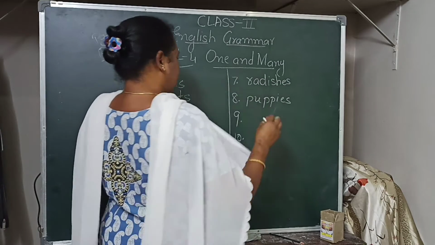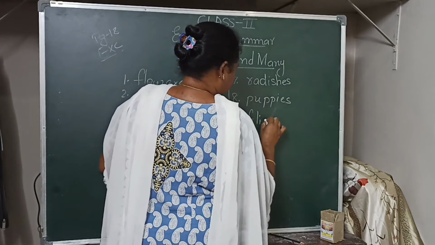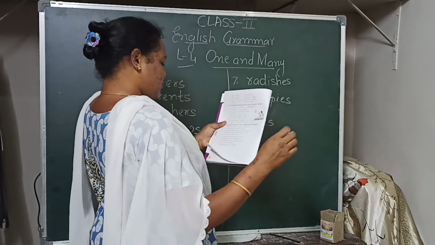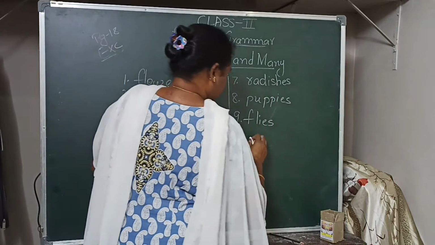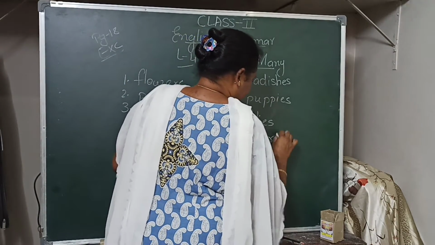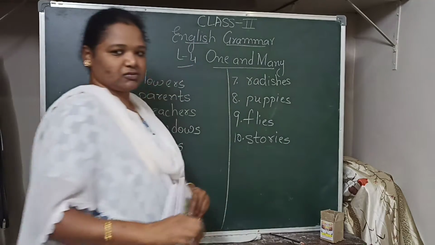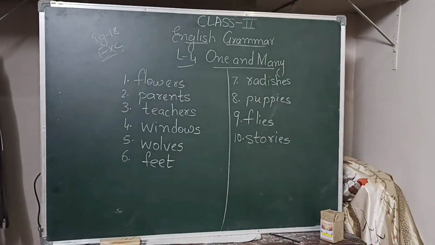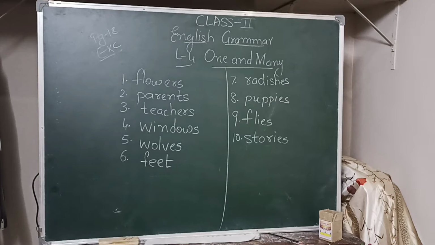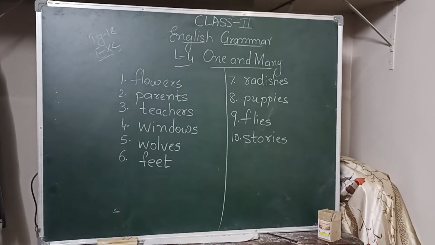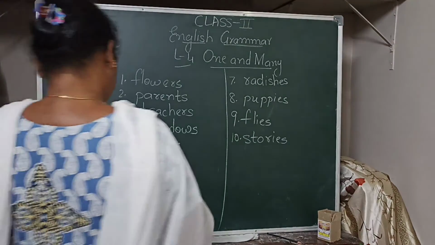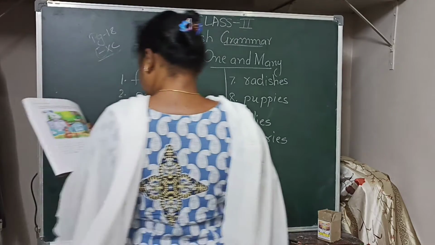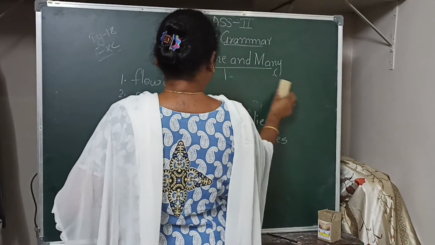Ninth one, flies are hard to catch. F-L-I-E-S, flies. This book has great stories. S-T-O-R-I-E-S. Copy it. So did you copy it, children? So turn to page number 19.